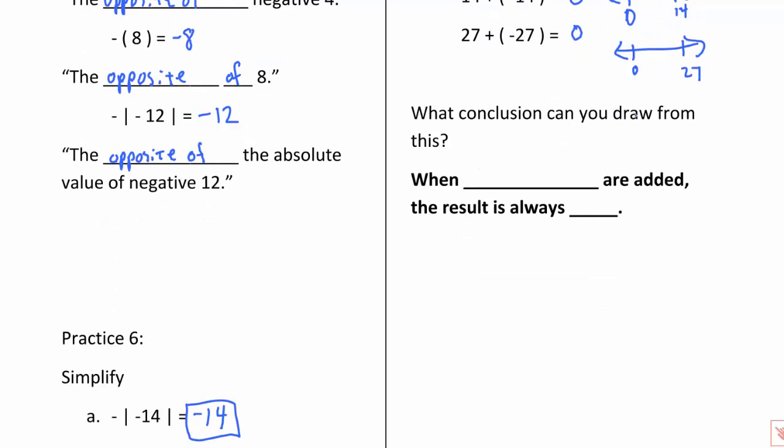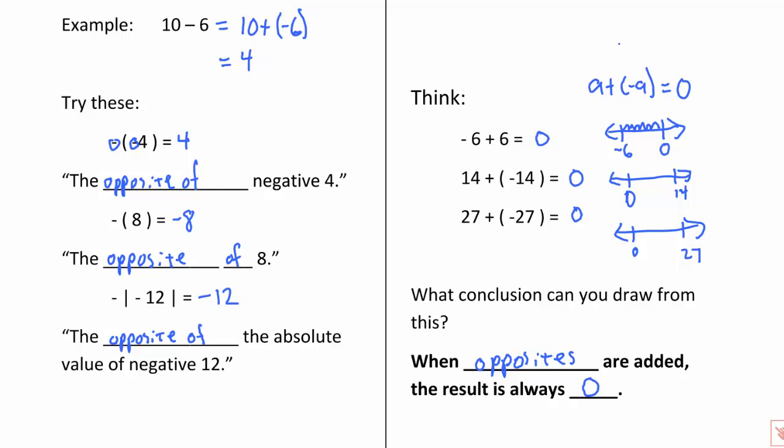What conclusion can you draw from this? Here's the conclusion that you should draw. When opposites are added, the result is always 0. Okay. So taking all this together, this is what you should arrive at. When opposites are added, the results are always 0. So negative 6 and 6 are opposites, so you add them together, it gives you 0. 14 and negative 14 are opposites, you add them together, that gives you 0. 27 and negative 27 are opposites, when you add them together, that gives you 0.